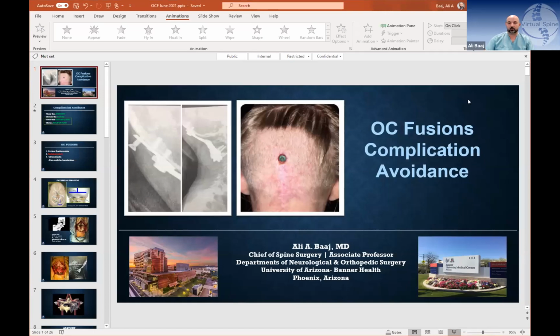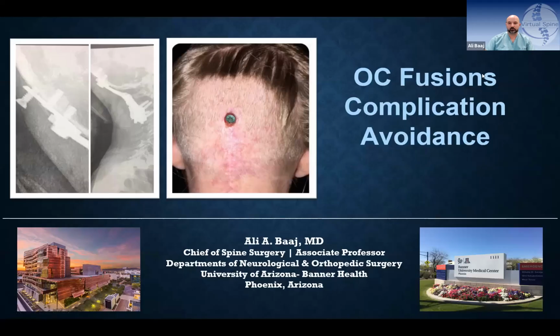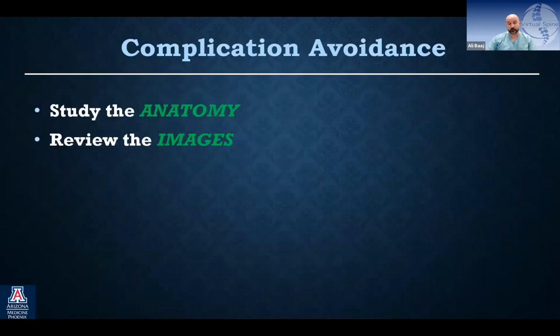All right, so we are going to start. I'm going to just share a few slides on OC fusions for better or for worse. I ended up doing a lot of these for different reasons, but I'd like to share with everyone my thoughts on some complication avoidance strategies. Everybody says this, right? Everybody reads this: review the anatomy, review the images, which is fine. That's important for all cases.